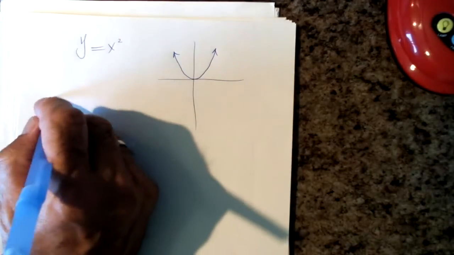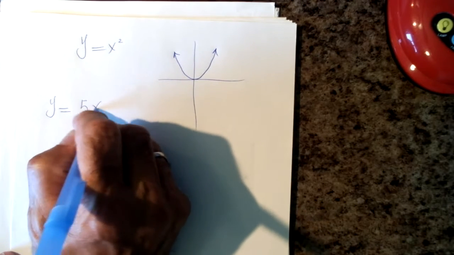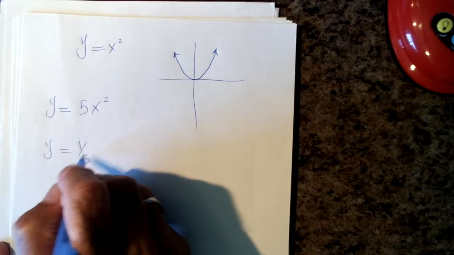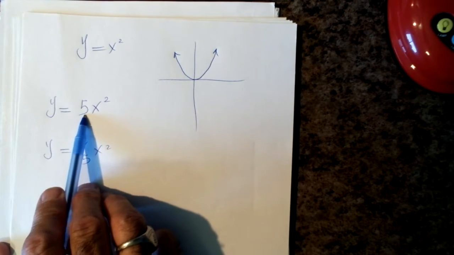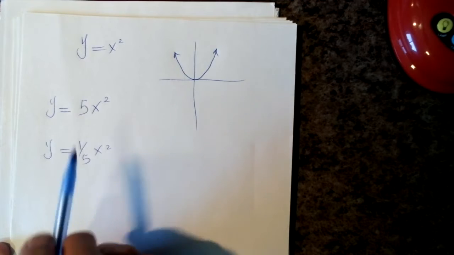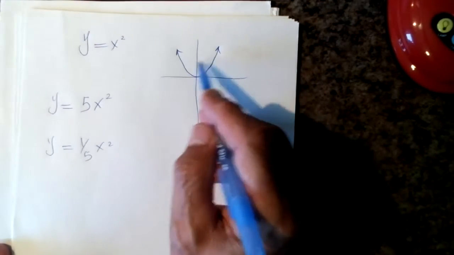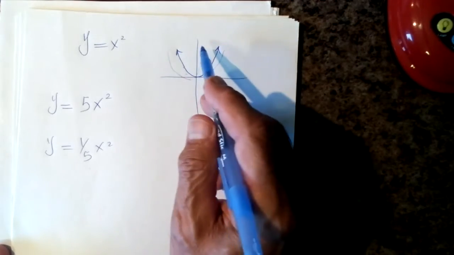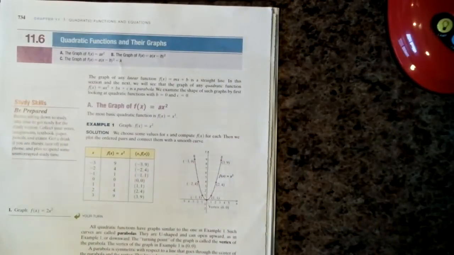Now, you might have 5x² or like 1/5 of x². One fraction is greater than 1, one fraction is less than 1. In that case, what it does to this graph is make it either wider or thinner. To understand that, we could look at the examples that they have here.